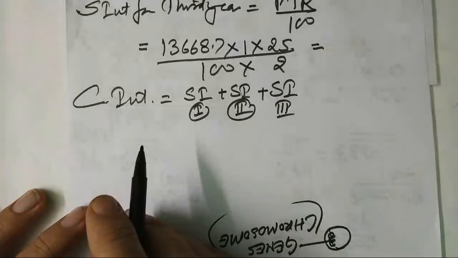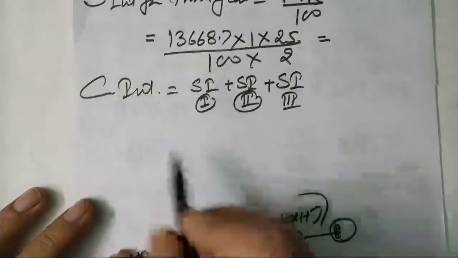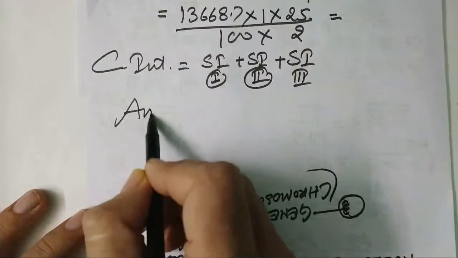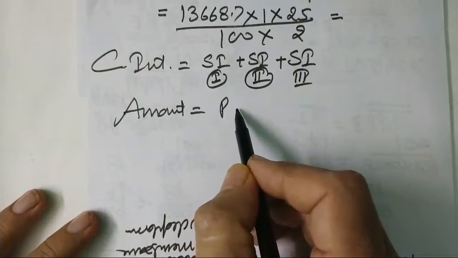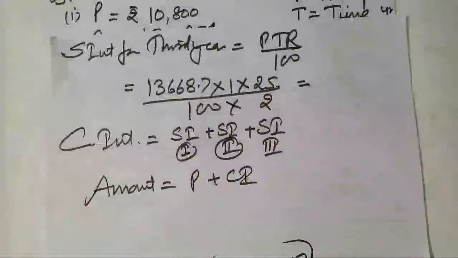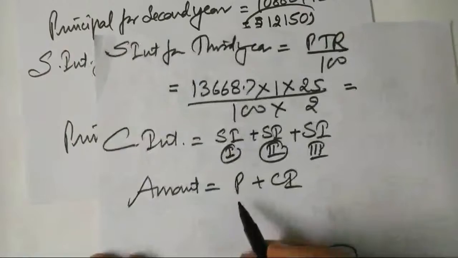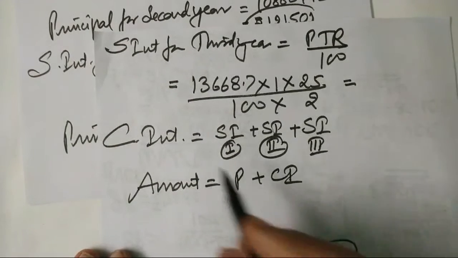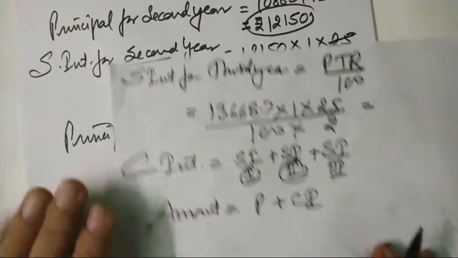And then the question says what is the amount? So you will just add this compound interest. We have to find amount. So to find amount, you will just add the principal and the compound interest. Which principal? The principal which we started. So the principal which you started 10,000, and then you will add the compound interest. So the three interests which you have found plus the principal.